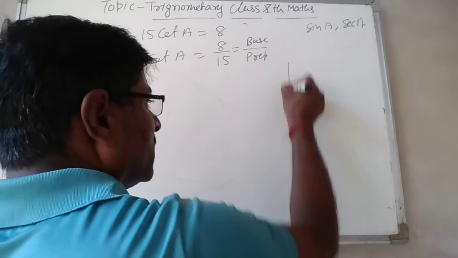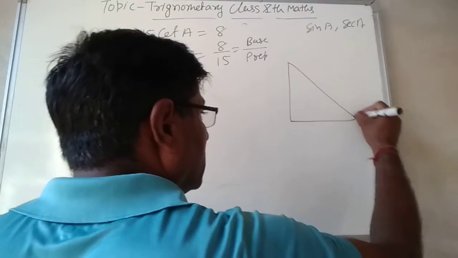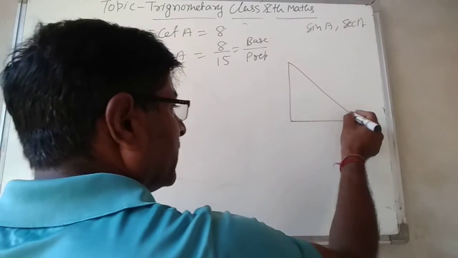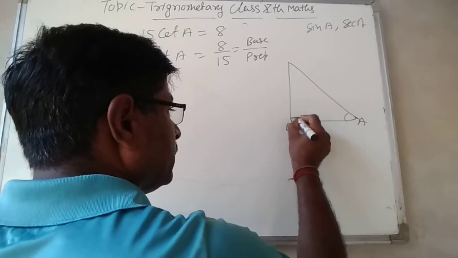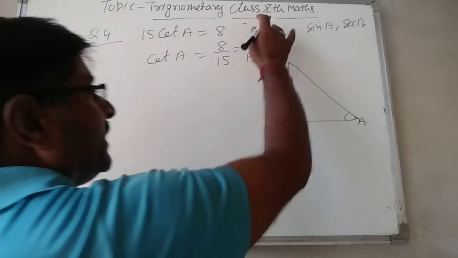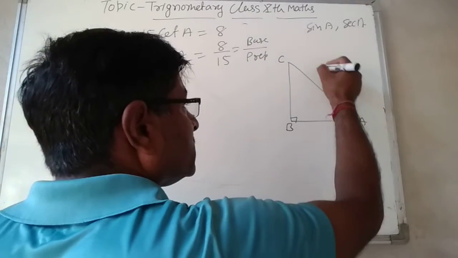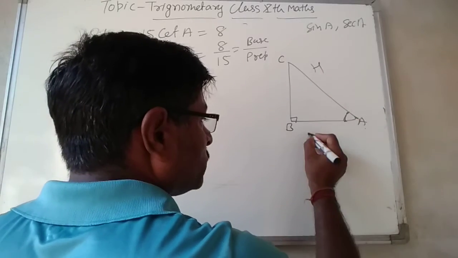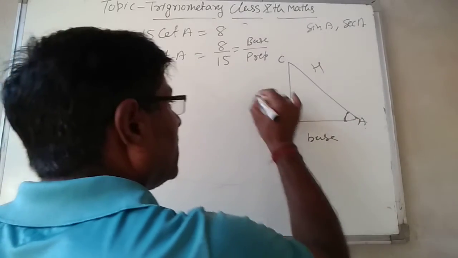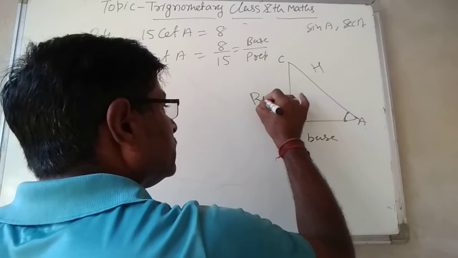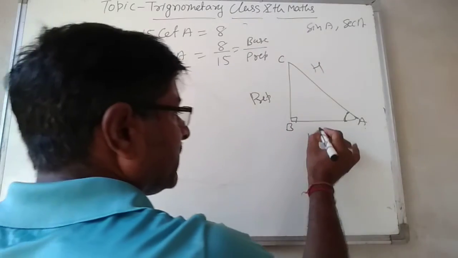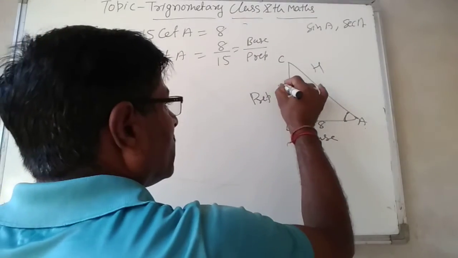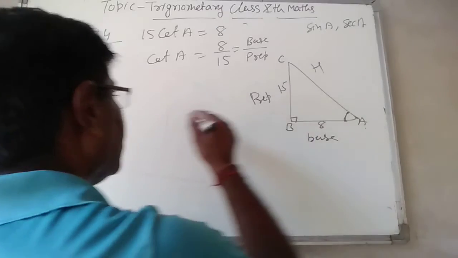So you have to draw the right angle triangle. You can give any name to the triangle, ABC. Base is here 8 because this is hypotenuse. We want to find the ratio in respect to angle A. So this becomes base and this is perpendicular. So base becomes 8 and perpendicular is 15. We have to calculate AC.